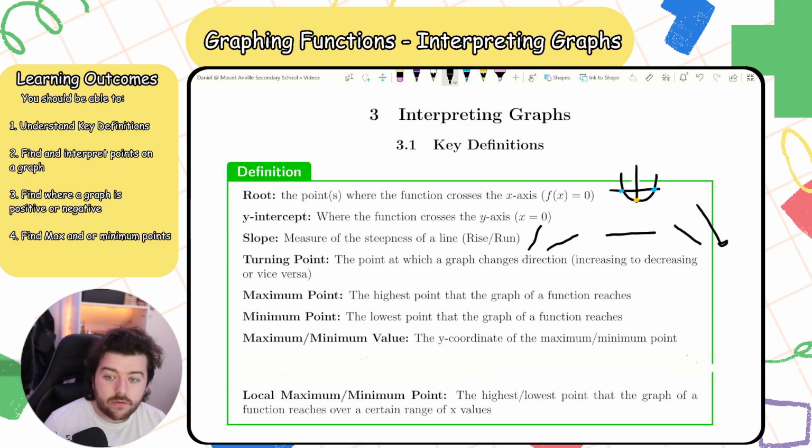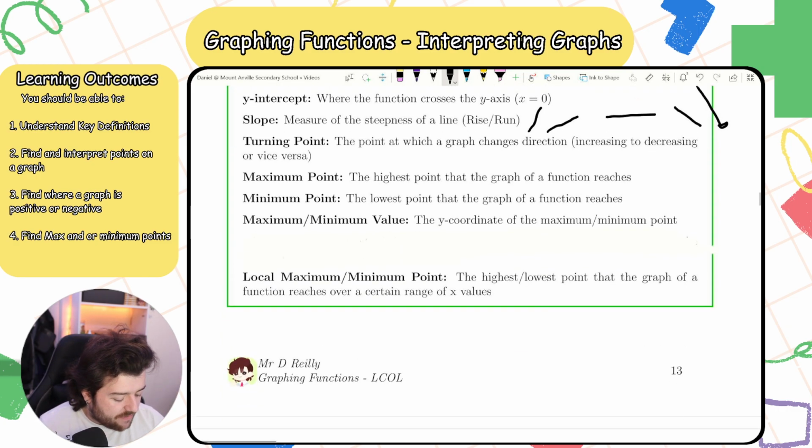Turning points. Turning points are where a graph changes direction. We're going to be learning about them in a minute. So it's where it's going from increasing to decreasing or vice versa. And then maximum and minimum points are just the biggest or smallest points, the highest point or the lowest point on a graph where a function reaches. And then there's local maximum and local minimum. We're going to learn more about them when we come to cubics, but it's the same premise. It's just with the lowest point and the highest point of a graph.